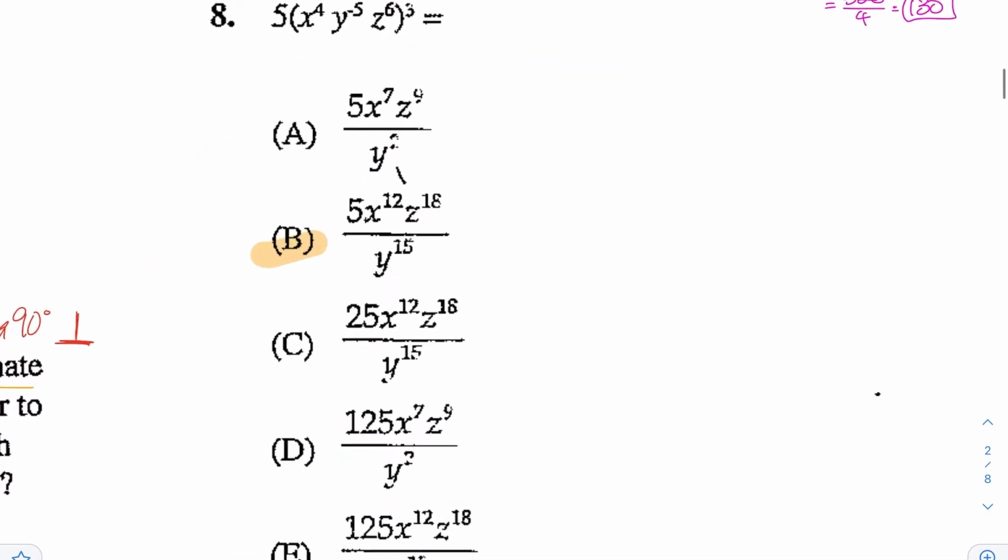All right, next for number 8, you have 5 times, in parentheses, x to the 4th, y to the negative 5th, z to the 6th, close parentheses, and then raised to the third power. All right, so here you have to do order of operations. First, to simplify this or expand this in some way, to just rewrite it rather. Now, you could use a couple of laws of exponents.